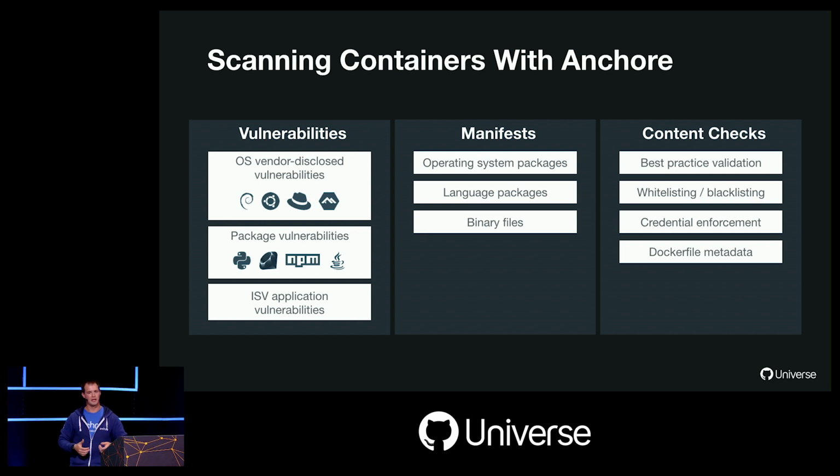And then this policy language lets you define checks on the results of that scan. So things like best practice validation, looking at the Dockerfile that was used to build the container and then ensuring that it has certain best practices. Or, for example, whitelisting or blacklisting application packages, maybe NPMs or OS packages. You want to make sure that libssl is at least some version or greater, right? You can enforce that in the container scan itself.